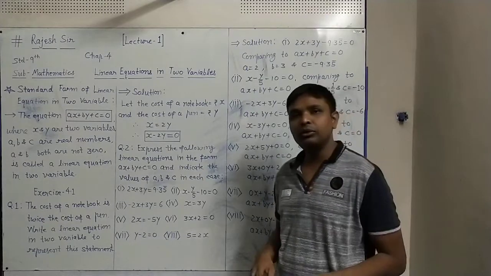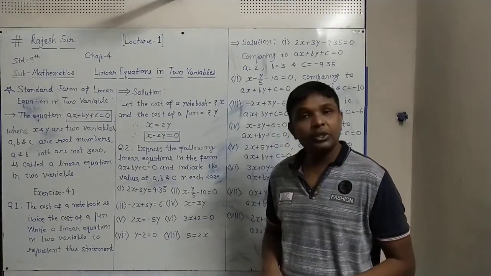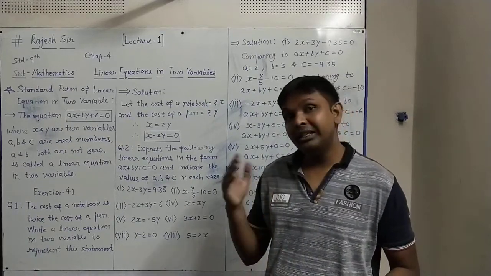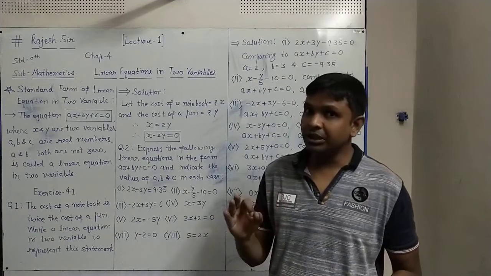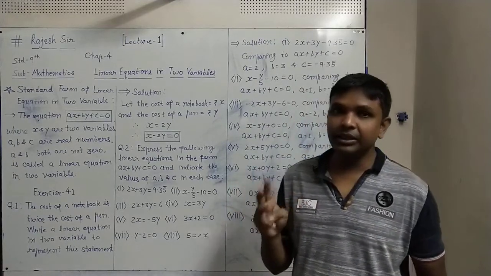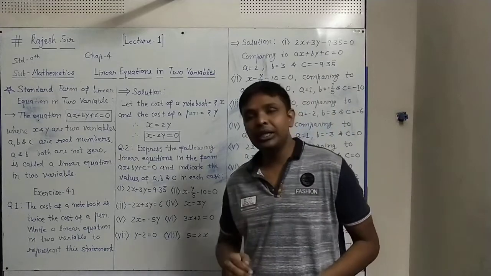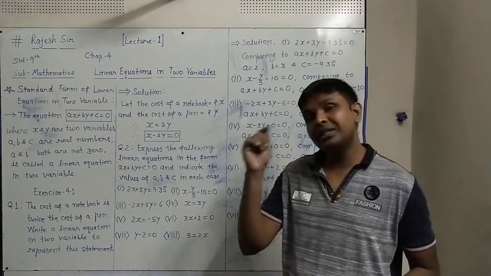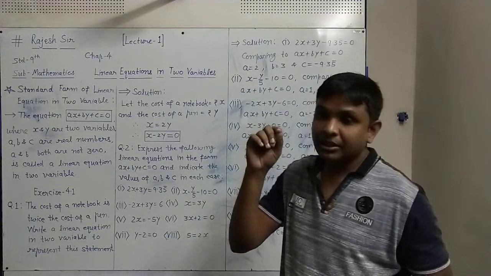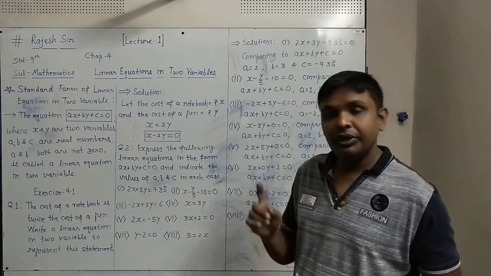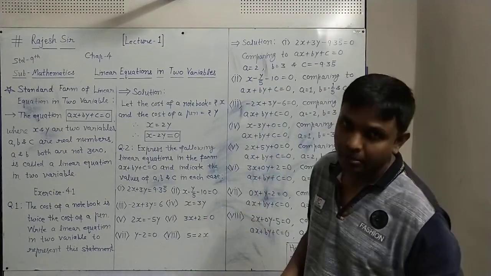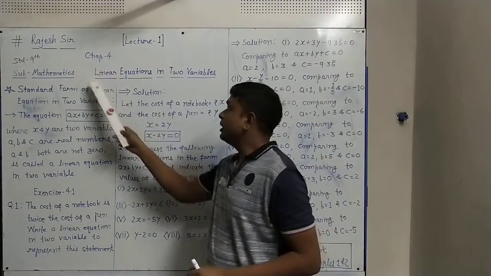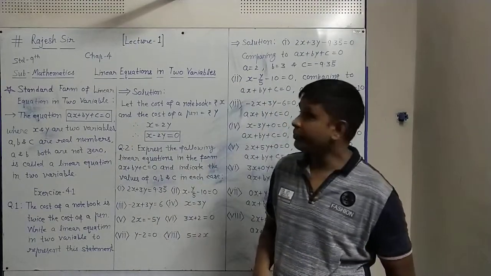In that chapter we know that the expressions of variables, if they have degree 1, are called linear polynomials, degree 0 constant, degree 2 quadratic, degree 3 cubic. From that we have to take the linear one. Linear polynomial, if its degree is 1. What is degree? The maximum power of the variable. If it is 1, then it is called a linear polynomial. So in the word linear, the power of the variable should be maximum 1 only.